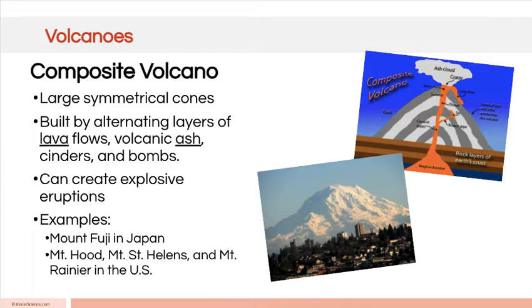So, starting off with our first type of volcano, a composite volcano. It is large and it is symmetrical, meaning that it could have a line down the middle and it would be the same on each side. These are built by layers of lava flowing, volcanic ash, and cinders and bombs, lava bombs. This can create an explosive eruption. Lava can fly out of there, looking much like an explosion. Examples include Mount Fuji in Japan, Mount Hood, Mount St. Helens, and Mount Rainier in the U.S.